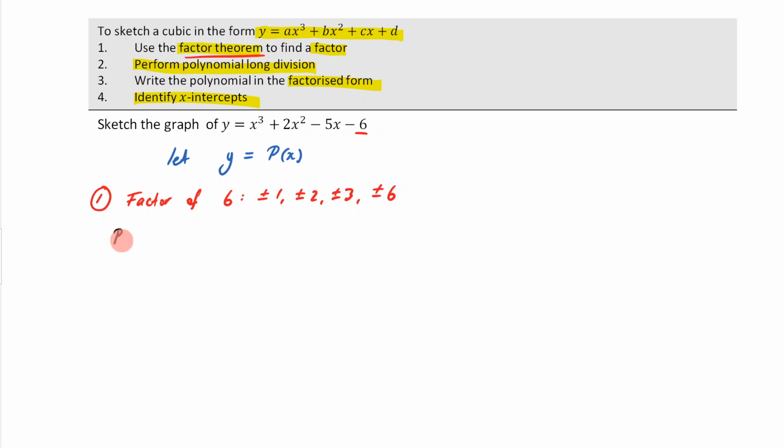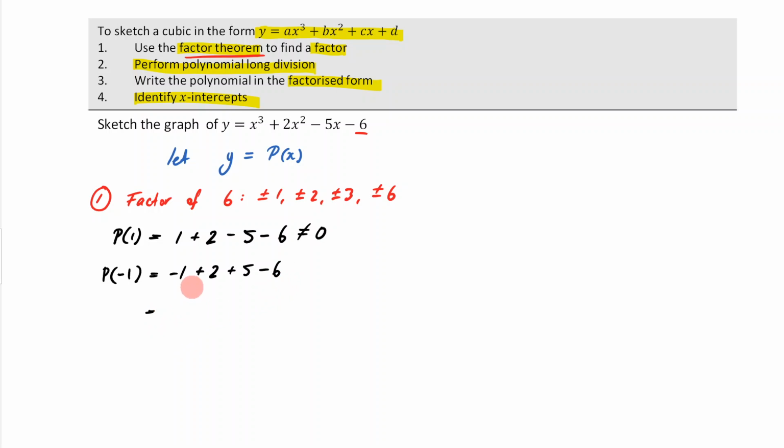So let's start with 1. So p of 1 is going to be what? Well, I've got 1 cubed, which is 1, plus 2, minus 5, minus 6. Now, looking at this for a time being, it's clearly not going to be 0, is it? So let's go to our next one, negative 1. This is going to be negative 1 here because negative 1 cubed is negative 1. This will be still plus 2. This will be plus 5. And this will be minus 6.